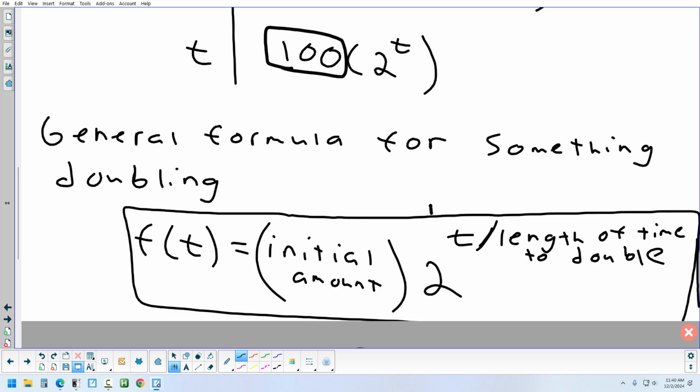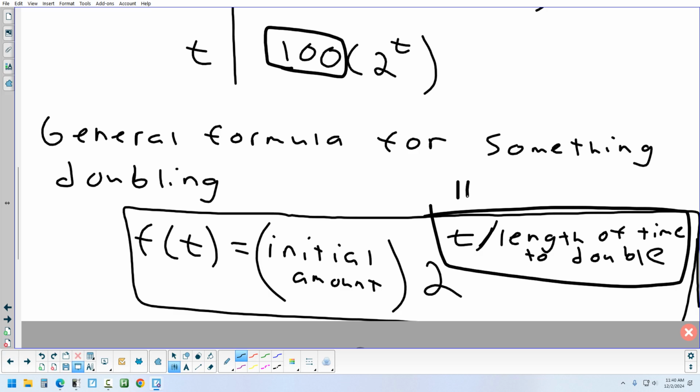The other thing you notice here is that exponent. It's t divided by the length of time to double. That's because the exponent has to be the number of doubling cycles. It cannot be the amount of time that has gone by. If they're the same, then that's a coincidence. But it has to be the number of doubling cycles.